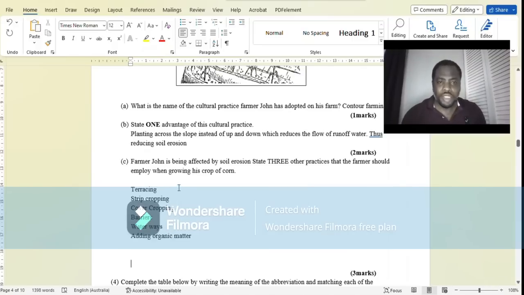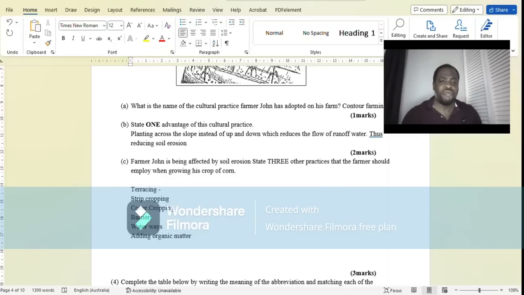Now, Part C says, Farmer John is being affected by soil erosion. State three other practices that the farmer should employ when growing his crop of corn. Now, the farmer can practice terracing. Terracing deals with converting that slope into minor slopes or mini slopes. What you do is create step-like structures.